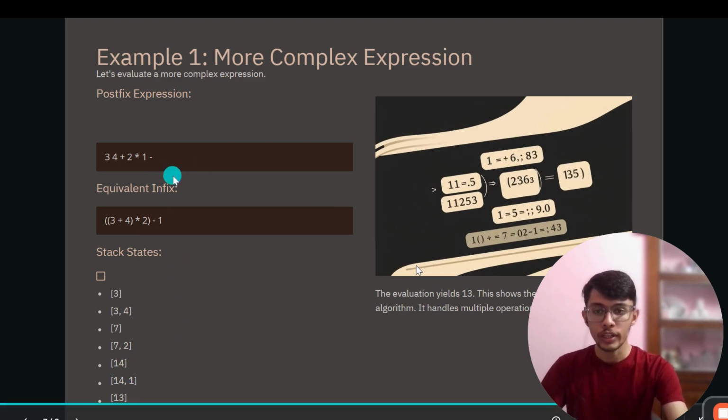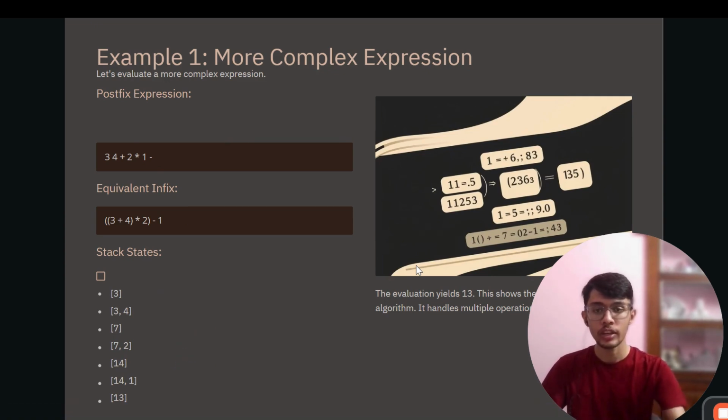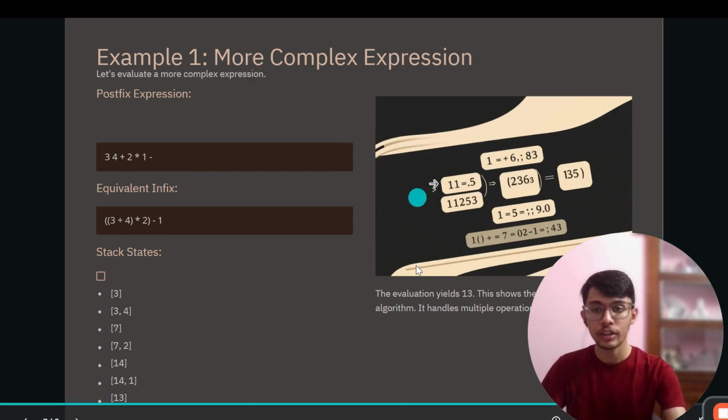After 14, the element 1 would be pushed into the stack, and it would then be popped out as the next element of the expression is an operation. The operation would be applied here, 14 minus 1 equals 13, and the result would be pushed back into the stack. Now the expression has ended and only one element remains in the stack, here 13, which would be our result.